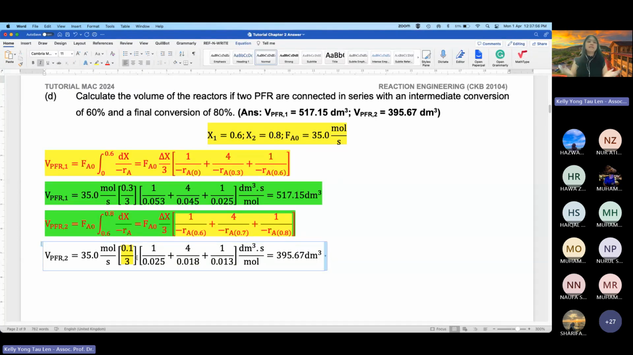So then you replace everything inside. FA naught is still the same. You replace everything inside, refer to the table for the information. You will get the volume of the second PFR as 395.67 dm3. Okay, so that's the volume for the second reactor. And then that's how you solve the question for the PFR. Okay, so we are done for question number 1.